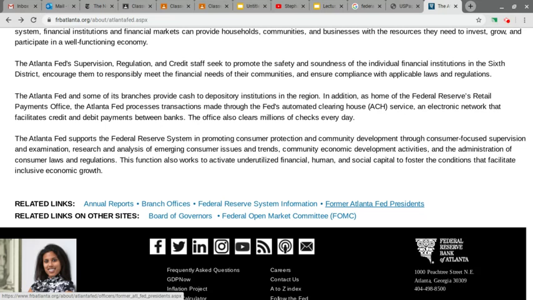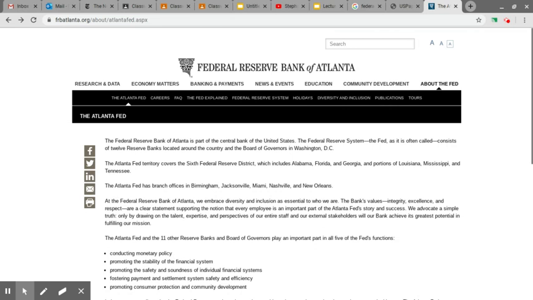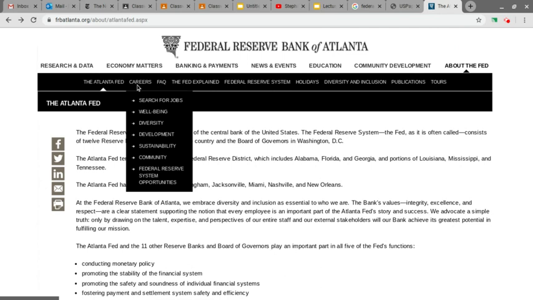The Atlanta Fed supports the Federal Reserve System in promoting consumer protection and community development through our consumer-focused supervision and examination, research and analysis, and emerging consumer issues and trends, community economic development activities, and the administration of consumer laws and regulations. This function also works to activate underutilized financial, human, and social capital to foster the conditions that facilitate inclusive economic growth. Inclusivity seems to be a major theme, which is a good thing.